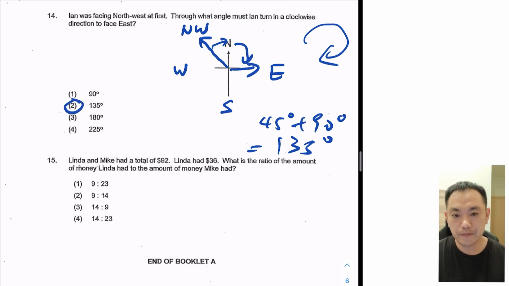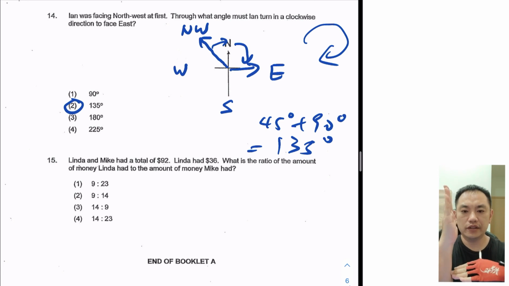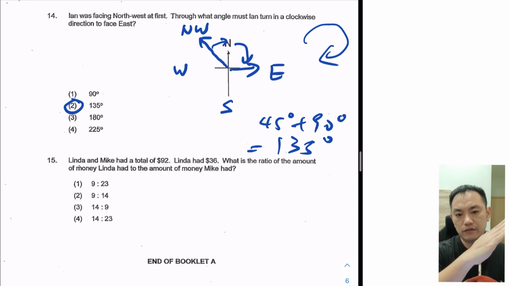Okay, so the tricky part is you need to know which direction to turn and where he is facing originally. I mean from north to east or north to west. Every quadrant is 90 degrees. So when there is a northeast, northwest, southeast or southwest, that is half of the angle, which is very straightforward. It's 45 degrees. So a right angle is 90 degrees. Half of the right angle is 45 degrees.